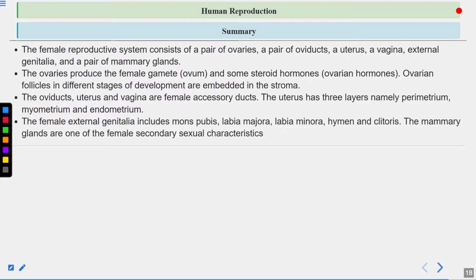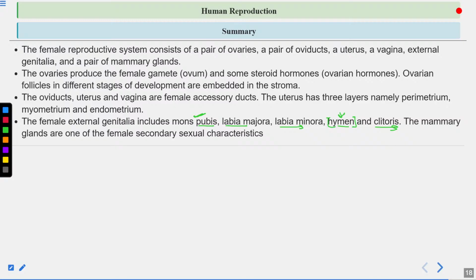Female external genitalia includes mons pubis, labia majora, labia minora, hymen and clitoris. Okay. Now hymen is the covering of the vagina, and the presence or absence of hymen is not an indicator of virginity of the female, because sometimes the hymen can persist after sexual intercourse, or the hymen can break due to a sudden jolt or fall, or due to cycling, or doing any sport activity.